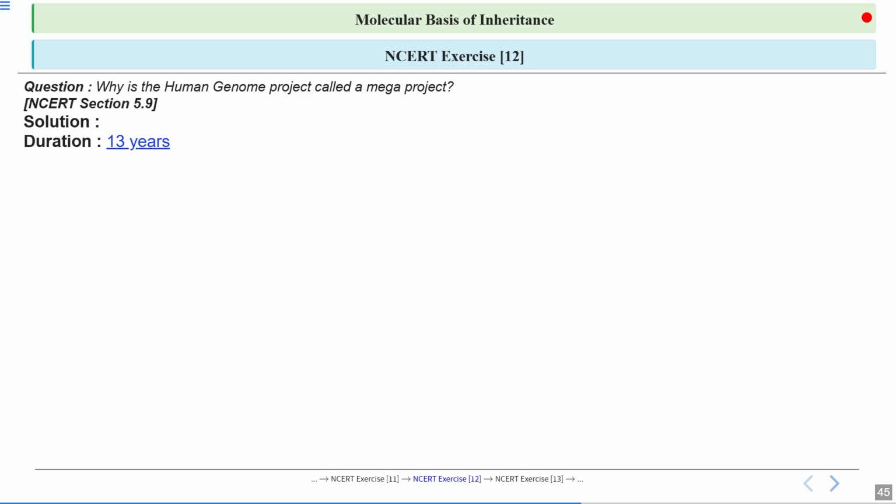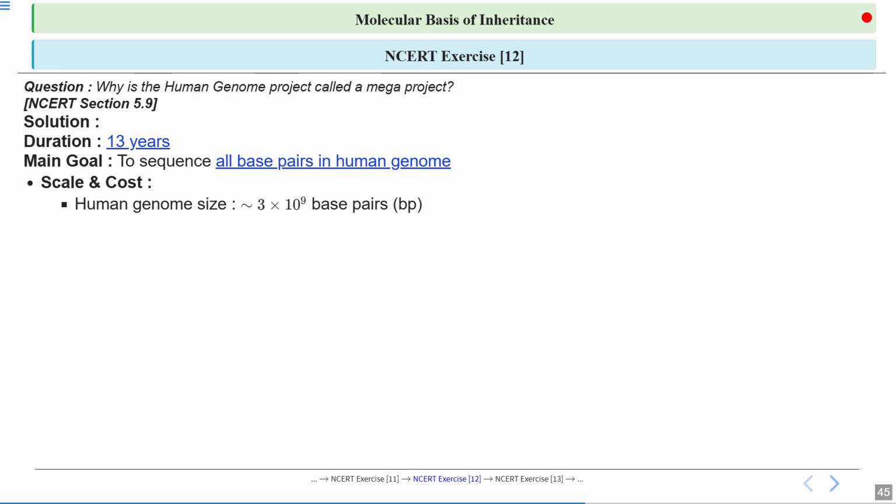Its duration is 13 years, started in 1990 and completed in 2003. Its main goal is to sequence all base pairs in the human genome. If we talk about scale and cost, so what is the human genome size? It is approximately 3 × 10^9 base pairs.